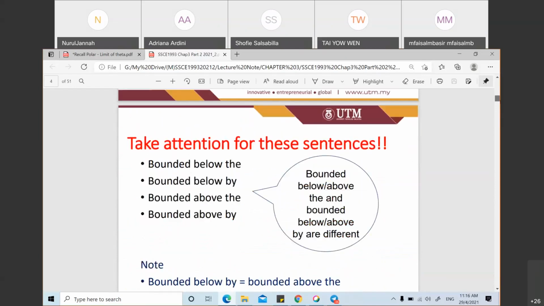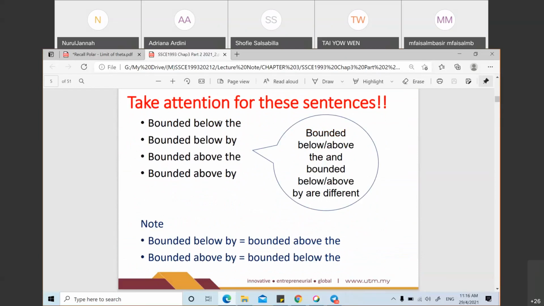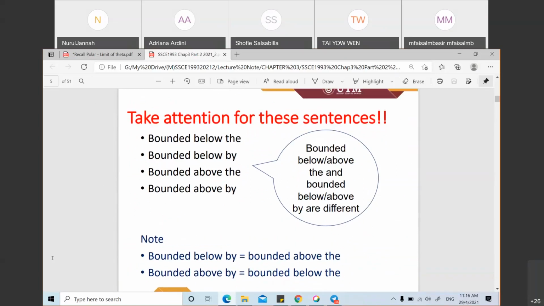Okay. If you find the words bounded below by, bounded above by: bounded below by means exactly above. Bounded above by means exactly below. Let's see, I have a cone. Say that I have a cone. Okay, inside the cone I have a cylinder.